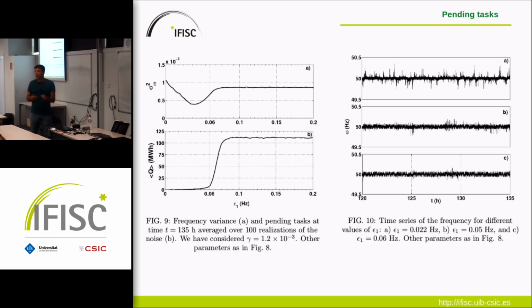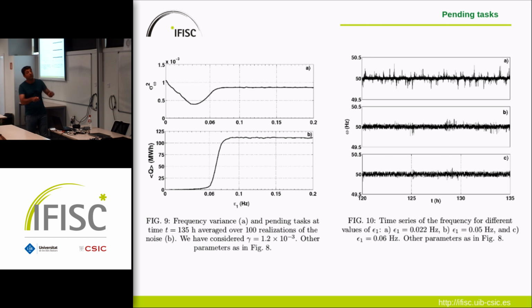Okay, because you have to decide where to put this threshold, epsilon 1, the threshold for recovery depending on the task. Okay, and this is critical. Because again, this is the frequency, this is the variance of the fluctuations, and this is the total amount of pending task. Yeah, exactly. So if this threshold, epsilon 1, is very high, it means that you never recover pending tasks. The pending task is very high.